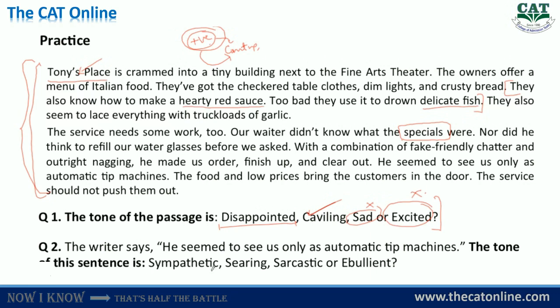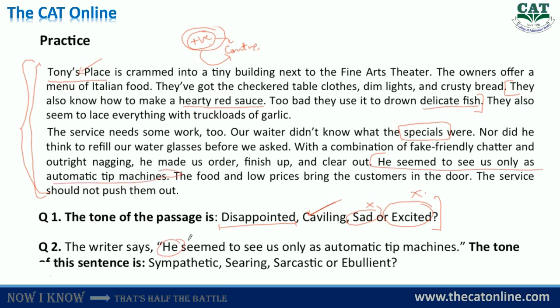And now he seemed to see us only as automatic tip machines. The tone of the passage is, this line is what? Now, there's an irony existing in this entire sentence. He says that he seemed to see us only as automatic tip machines. That he here points to the waiter. So here is the sentence.